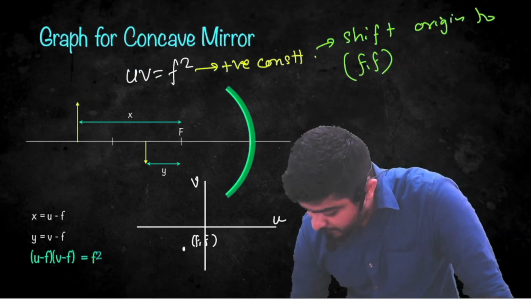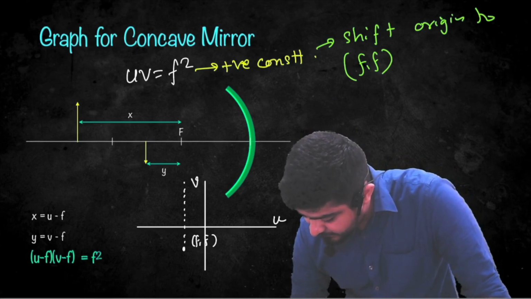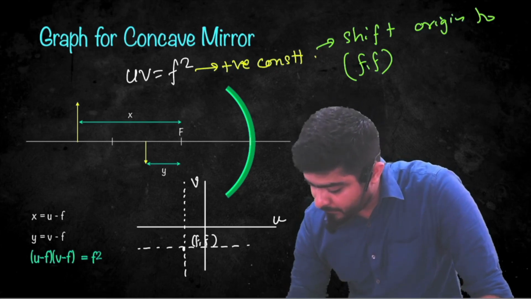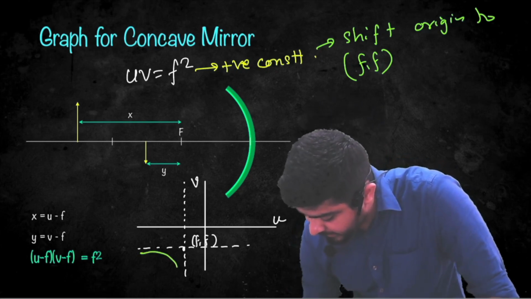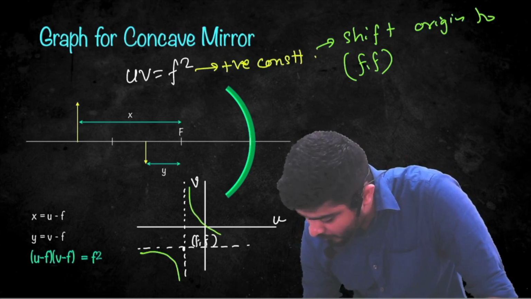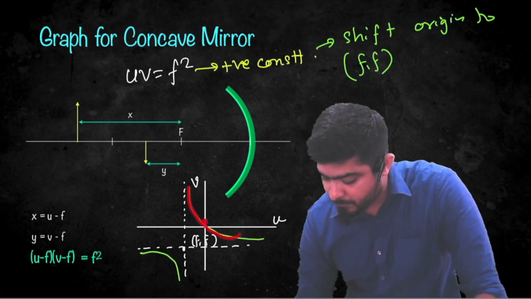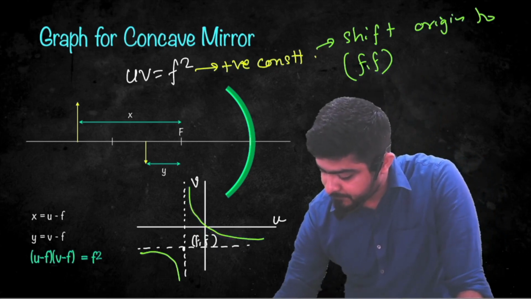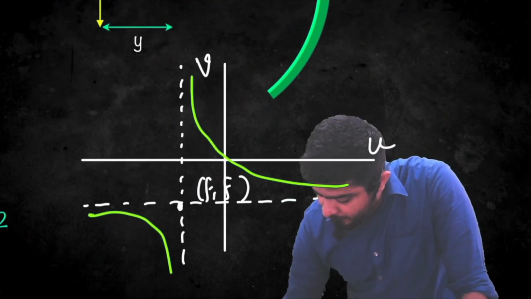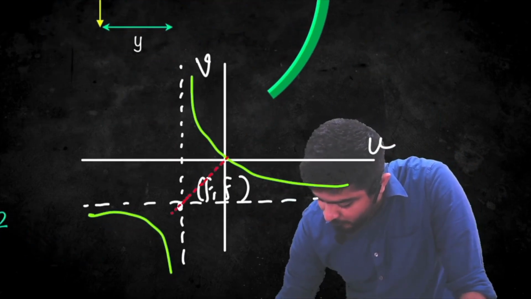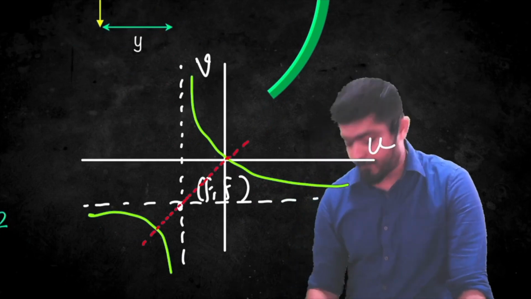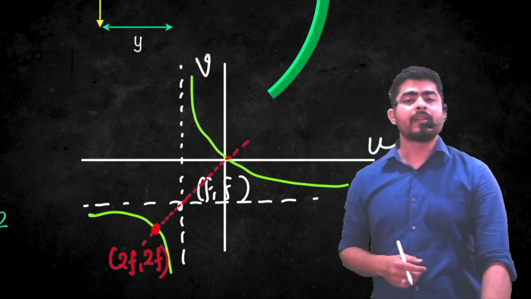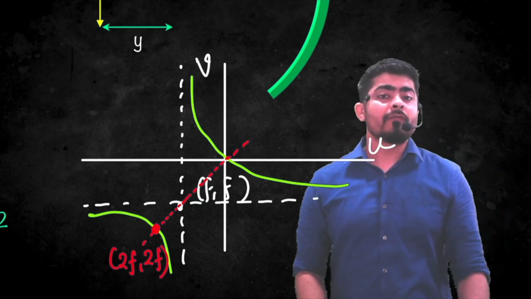Now using this point I draw my new axes, and again I draw my hyperbola. So the hyperbola will look something like this. And remember the important point, the graph over here should pass through the origin. Okay, now another important point to understand. If you join these two points, the origin and the point f comma f, and extend the line, then this point over here will be equal to 2f comma 2f. So this is the easy way of drawing the graph for the concave mirror.